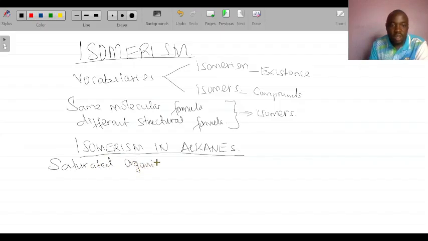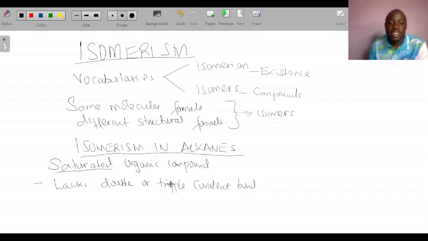The question now will be, what do we mean when we talk about a compound being saturated? In chemistry, we say that if an organic compound lacks the double or the triple covalent bond, then we say it is saturated.